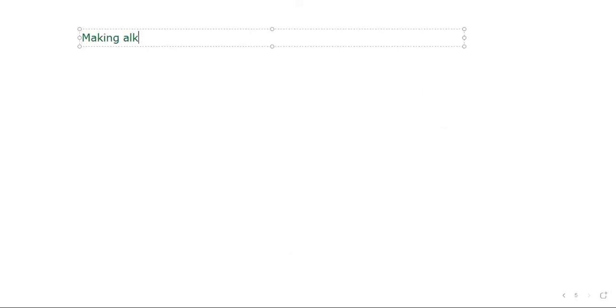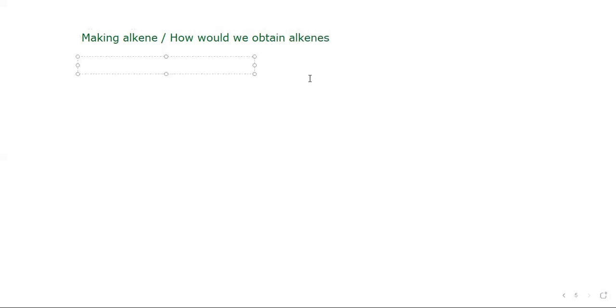Making alkenes. How would we obtain alkenes? Any idea about them? We learned about it.